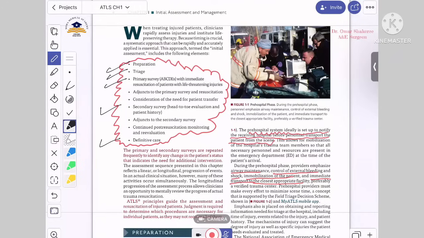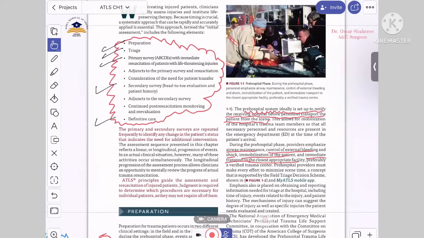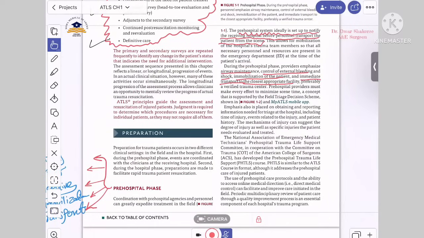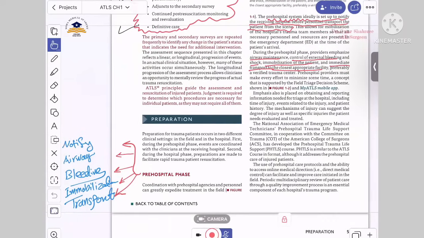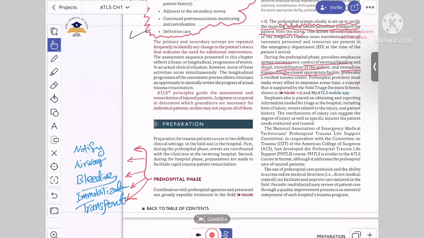Okay, so regarding the preparation, to prepare for any trauma patient, you need the following things. You need to know what we can do in the pre-hospital phase, what we can do in the hospital, and what we can do in follow-up of that patient. The pre-hospital phase is very important: what we do in, let me say, the ambulance or in the street.